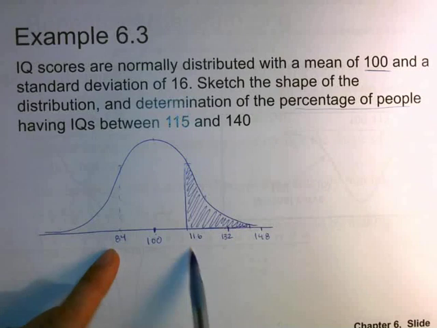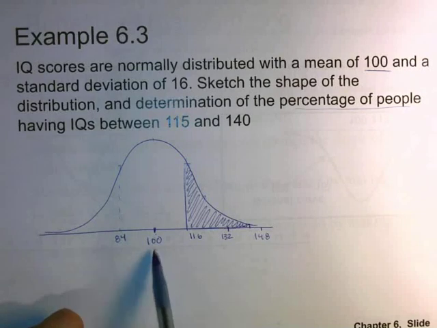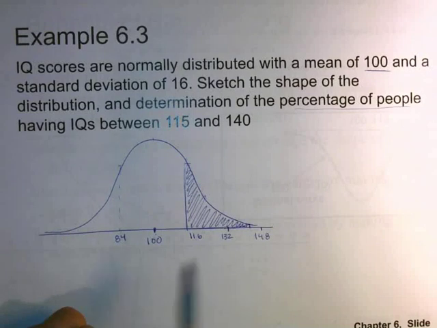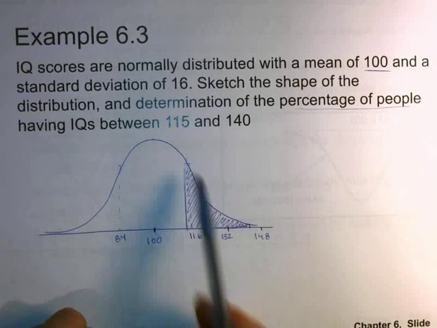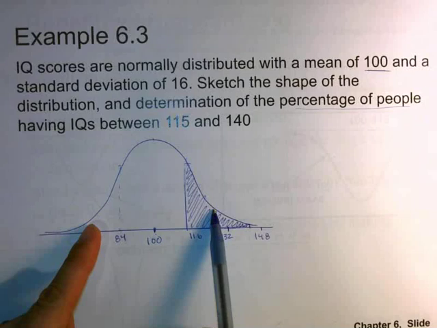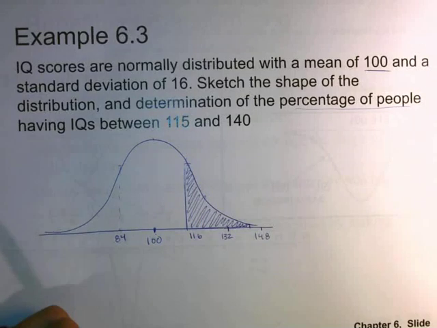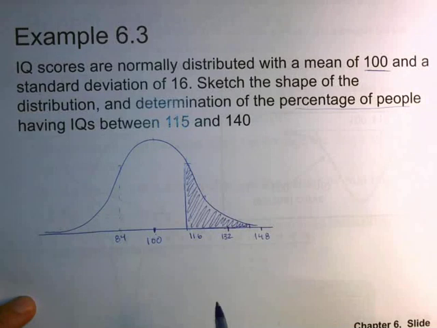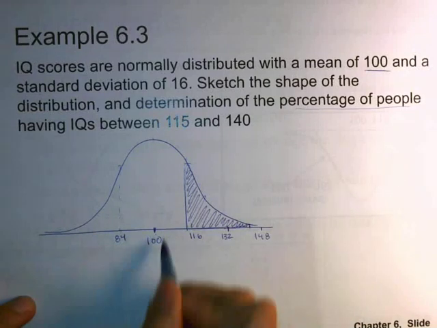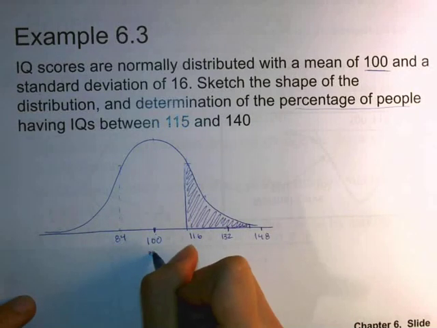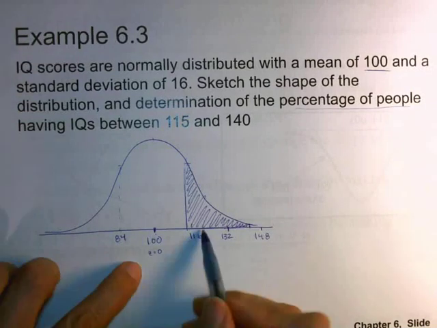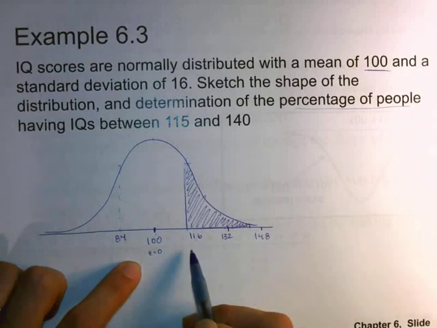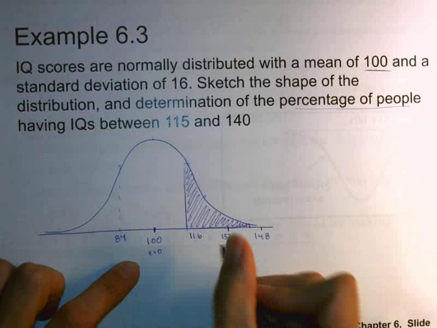So we need to figure this out, but this is not a z-distribution. A z-distribution is something that has a mean of 0 and a standard deviation of 1. This is something that has a mean of 100 and a standard deviation of 16. So what we are going to do is transform this data into the z-distribution. So here's what I mean by that.